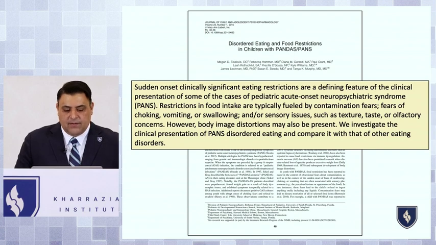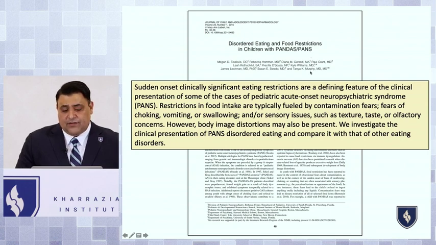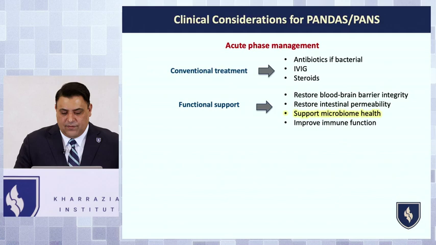This was a study related to disorders of eating and food restrictions in general in PANDAS and PANS, and this highlights the point that this can actually be very difficult to do. So sudden onset, clinically significant eating restrictions are a defined feature of the clinical presentation of some of the cases of pediatric acute onset neuropsychiatric syndrome. Restrictions of food intake are typically fueled by contamination fears of choking, vomiting, or swallowing, or sensory issues with texture, taste, and olfactory concerns. So I point this out to you because you might have a hard time changing their diet into a leaky gut diet, and you have to find foods that work for them that they're not afraid of, and work with those fears as they change their diet.